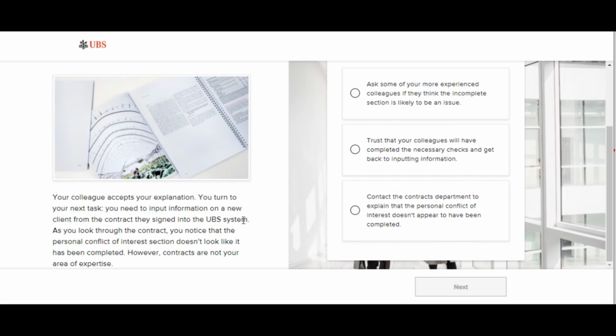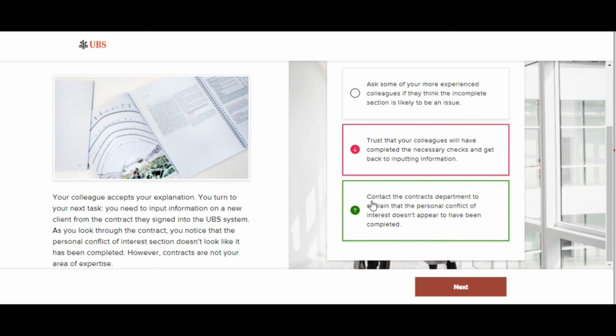Your colleague accepts your explanation. You turn to your next task. You need to input information on a new client from the contract signed into the UBS system. As you look through the contract, you notice that the personal conflict of interest section doesn't look like it has been completed. However, contracts are not your area of expertise. Ask some of your more experienced colleagues if they think that incomplete section is likely to be an issue. Trust that your colleagues will have completed the necessary checks and get back to inputting information. Contact the contracts department to explain that the personal conflict of interest doesn't appear to have been completed.